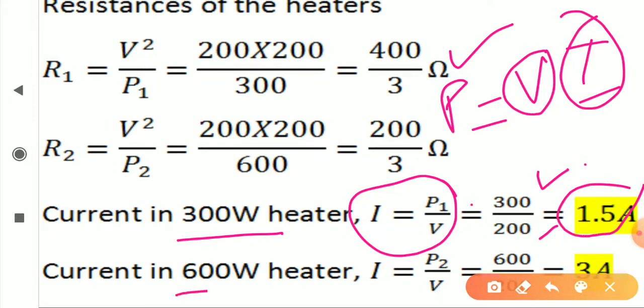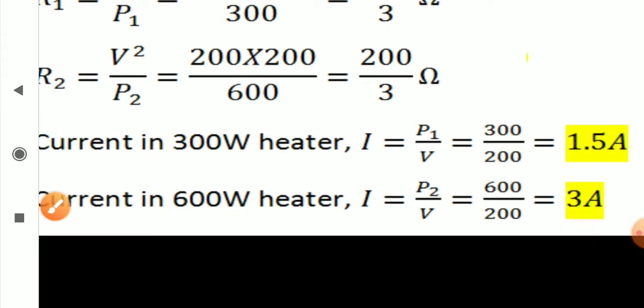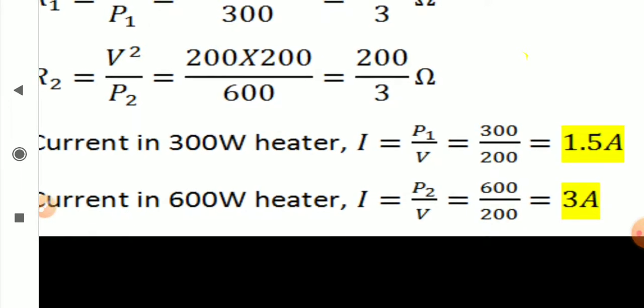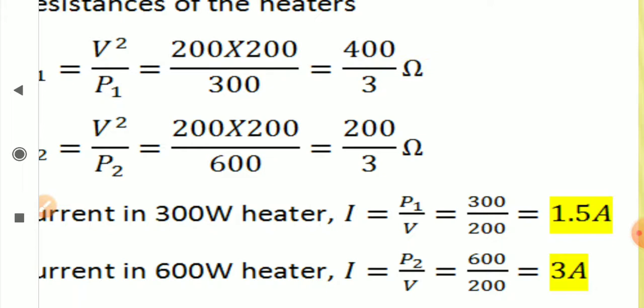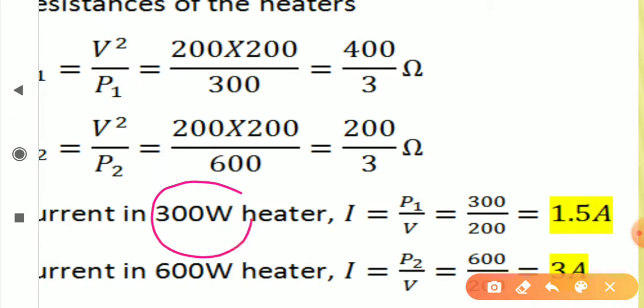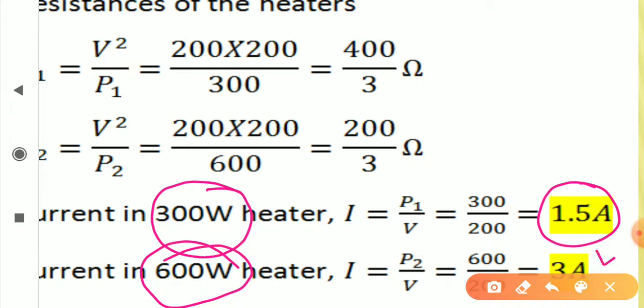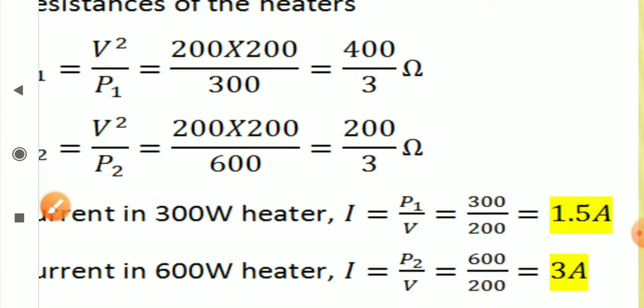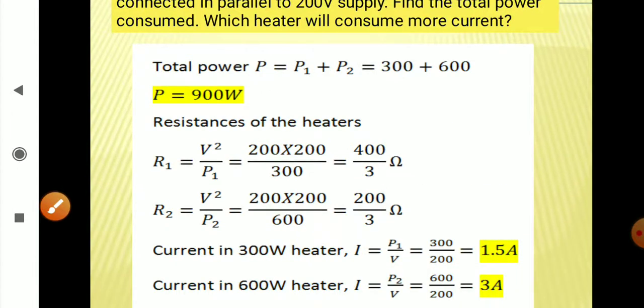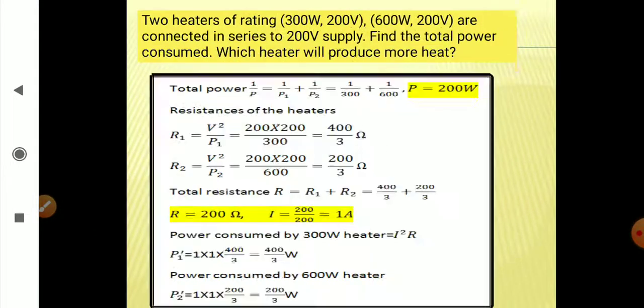And current in the 600 watt heater is P2 upon V. And see, P2 is 600 watt, V is 200, that is 3 ampere. So one thing is clear, that the heater with lower power rating consumes lesser current and the heater with higher power rating consumes more current. So in a parallel combination, the one with higher power rating will take more current, the one with lower power rating will take less current, and the one with higher power rating will have less resistance and the one with lower power rating will have more resistance.